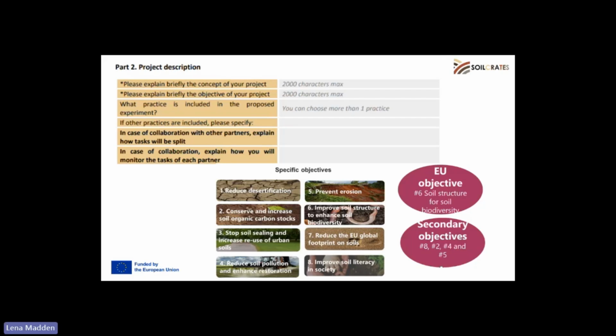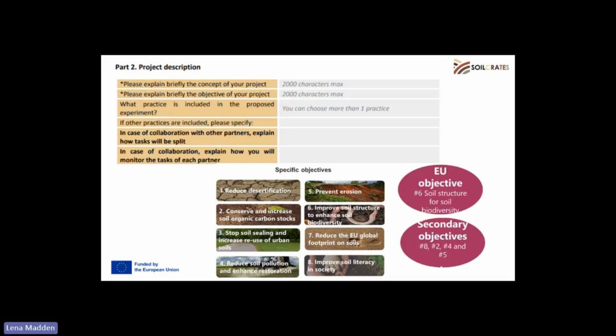Please remember that the objective of this project is to improve soil health. It's not to improve the yields or to do anything with animal husbandry. It's specifically for soil health, okay? And just a hint here, the European Mission Soil has 8 strategic objectives, and our project, Soilcrates, is looking for objective number 6, which is soil structure and soil biodiversity.